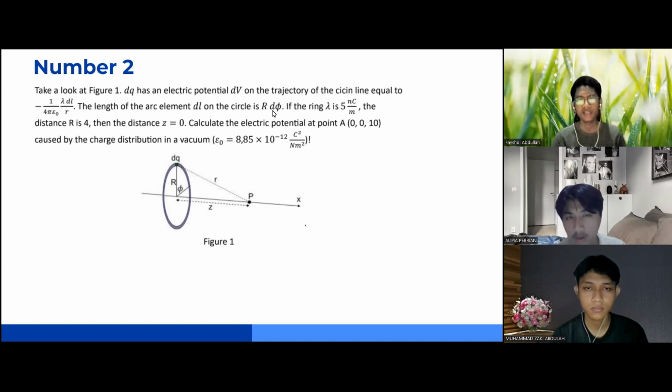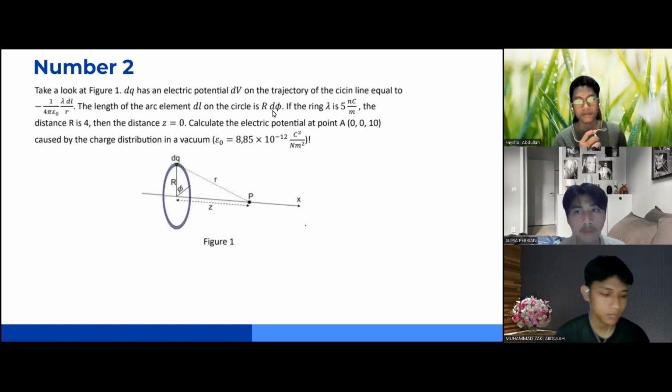If the ring's λ is 5 nC/m, the distance R is 4, and the distance z equals 0, calculate the electric potential at (0, 0, 10) caused by the charge distribution in vacuum, where ε0 equals 8.85 times 10 to the power of -12 C² over N·m².